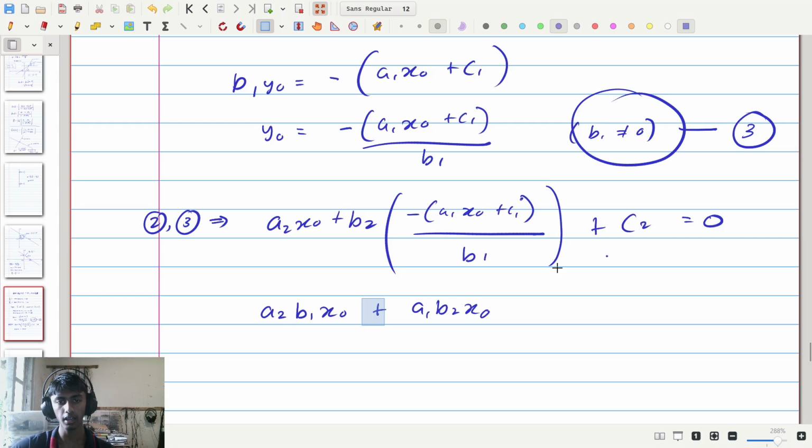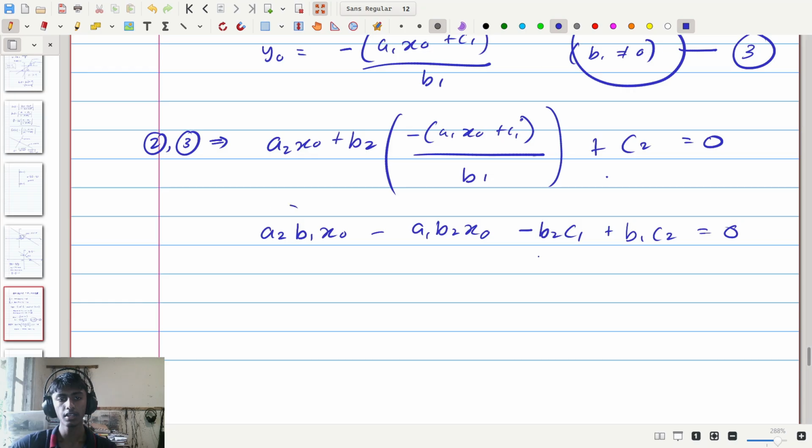Actually, we'll cut this plus here and put a minus there directly. I don't want to put a plus and then a minus. So we have minus a1 b2 x0. The next part of that is going to be b2 times negative c1, so that's going to be negative b2 c1. And then when we multiply everything by b1, this very last term is going to be b1 times c2, so positive b1 c2, and that's going to be equal to 0.